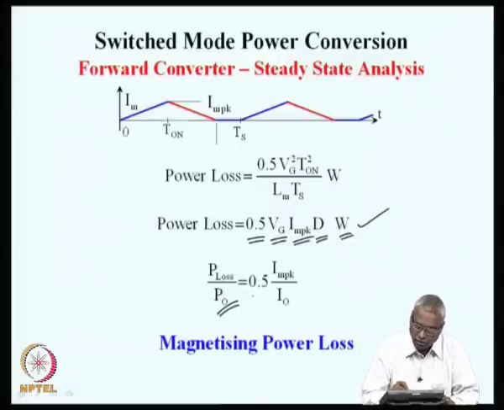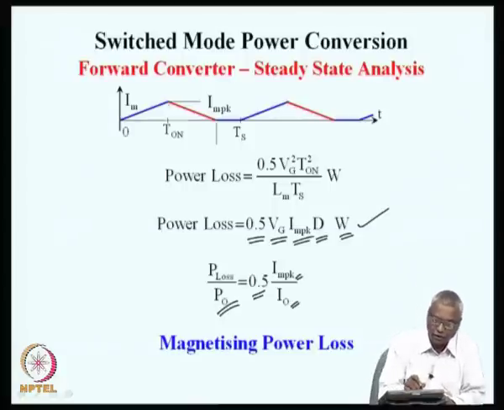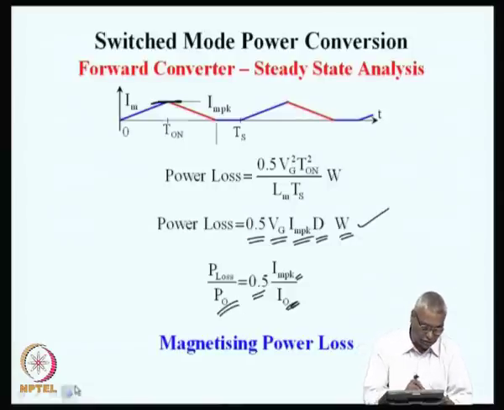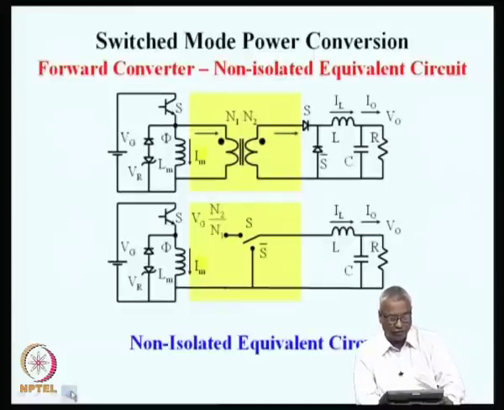So, this turns out to be 1/2 of peak magnetization current divided by the load current. If we call this peak current here as peak magnetization current, that divided by the load current is multiplied by 0.5, and that gives us the ratio of magnetizing power loss. This loss has to be accounted for.